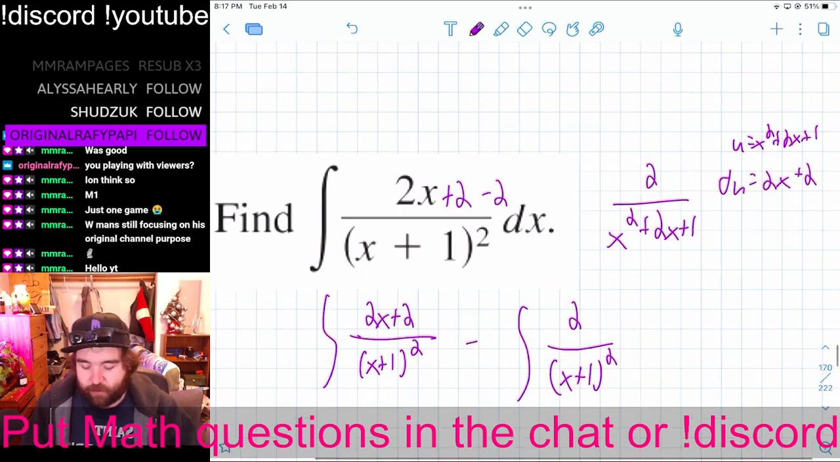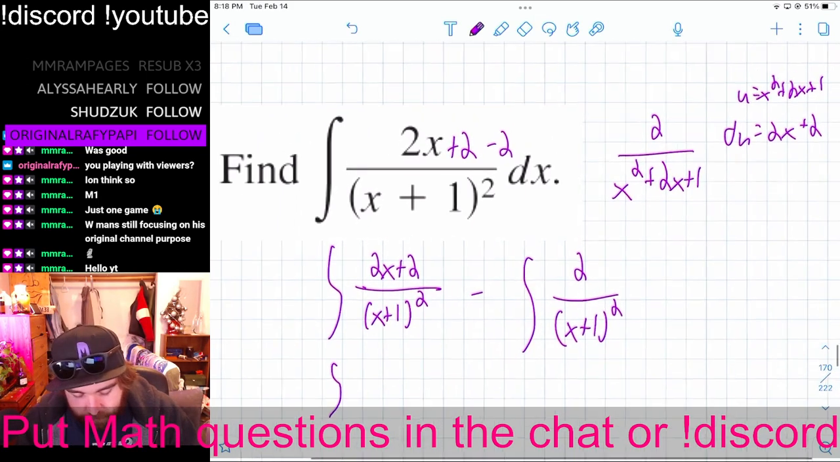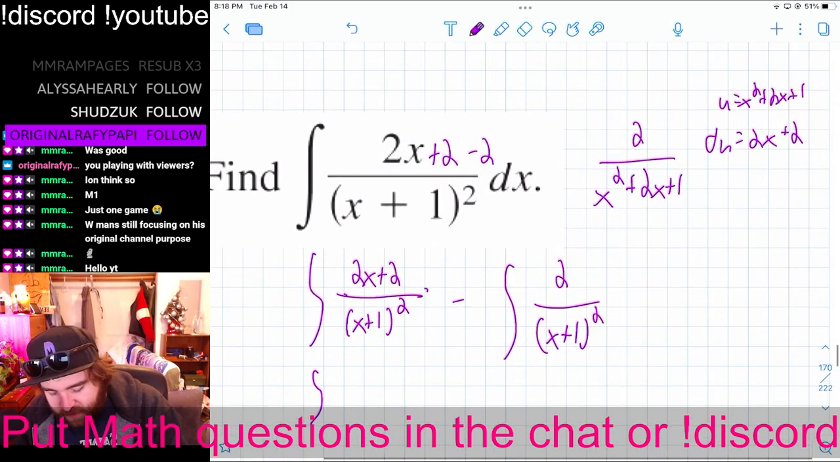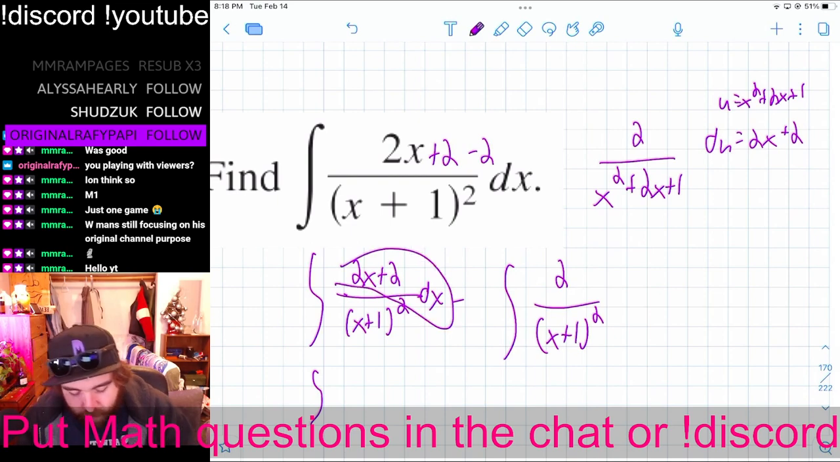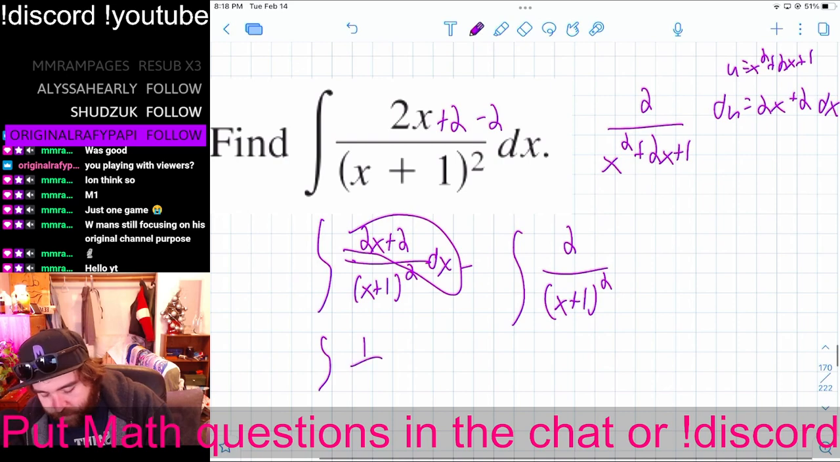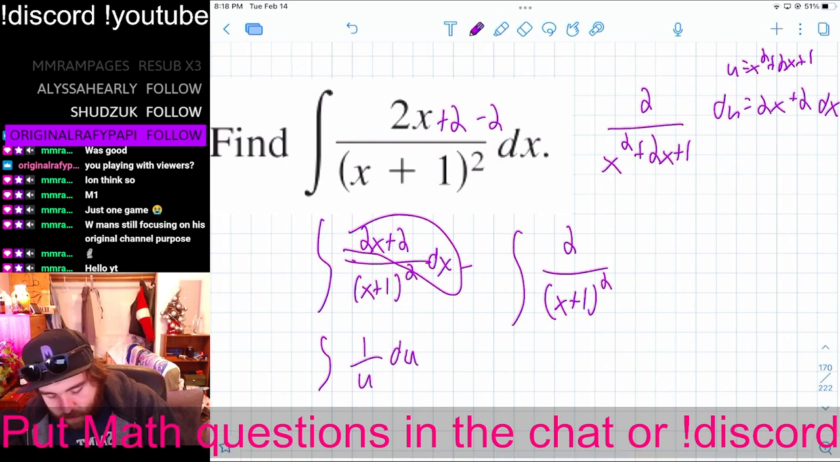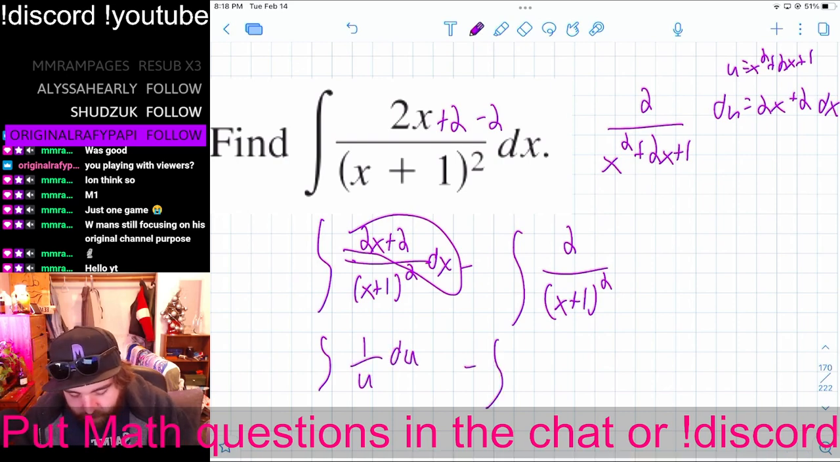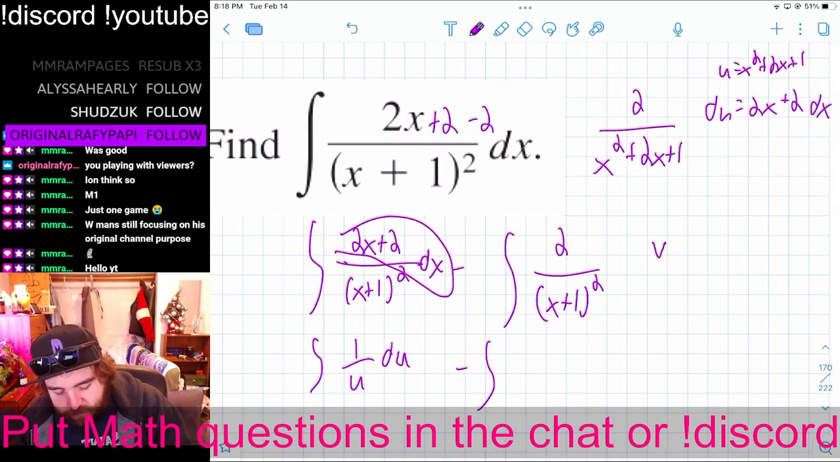So what do I have then? This is the integral of, because this is the dx. So you see we have our entire du right here. So there's a dx on the outside. So this is 1 over u du. This one, we actually have to do a different u. So I'll use v. I'll say that v, because here we are going to do v is x plus 1. And then dv is just dx.